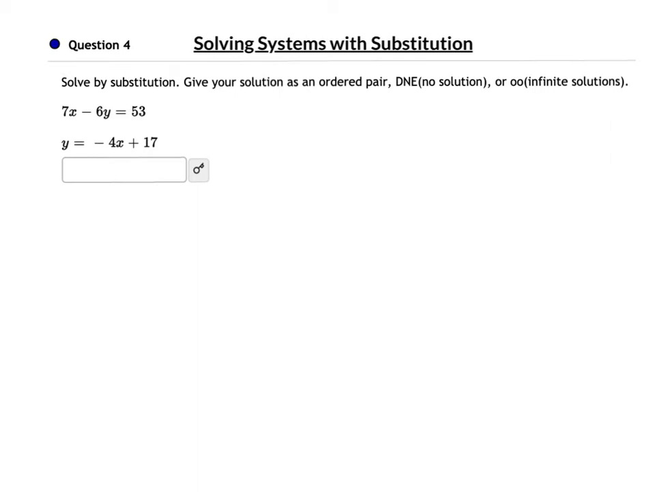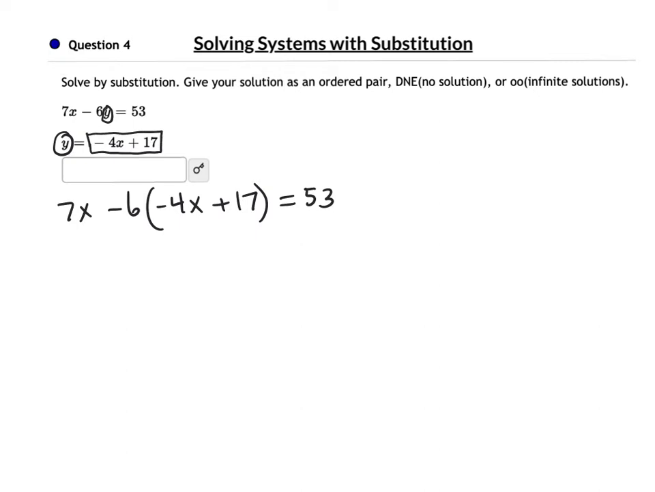Question 4. Get the variable by itself. Y is by itself. 7x minus 6 times y, negative 4x plus 17, equals 53. So what I did is I replaced y right here with what y was equal to, negative 4x plus 17.